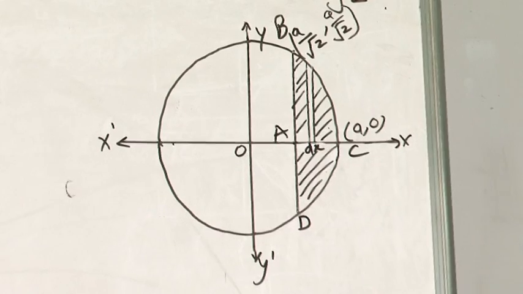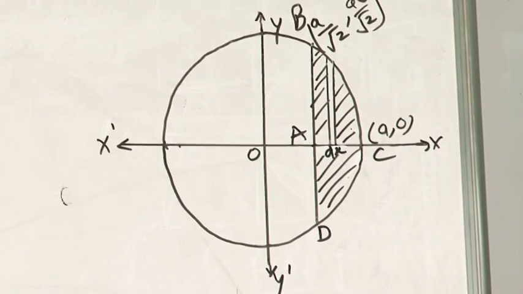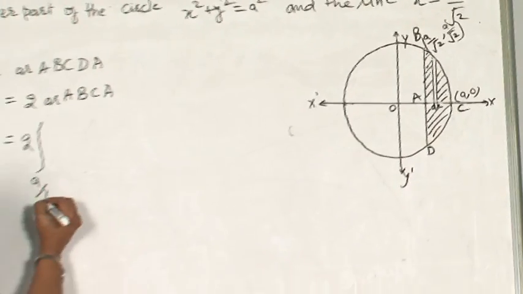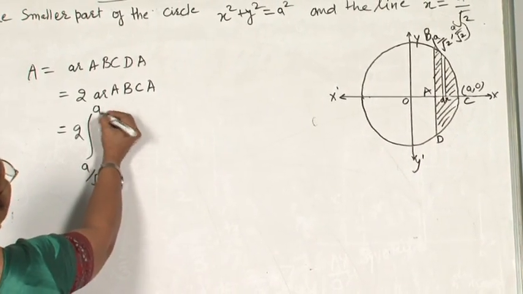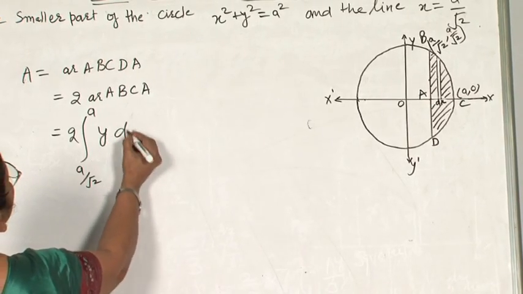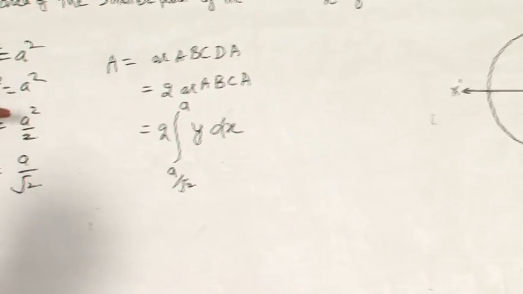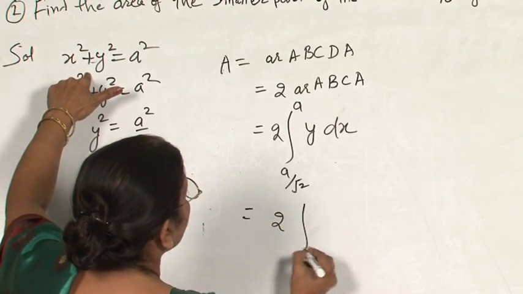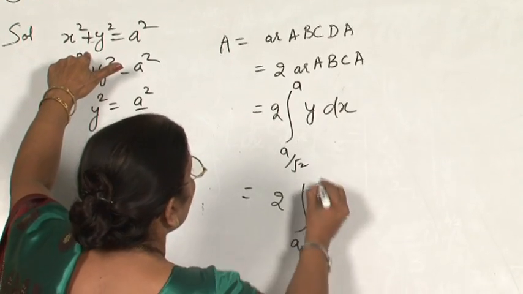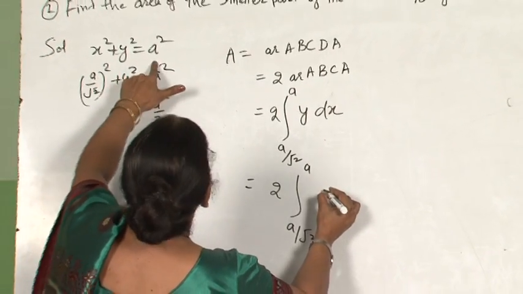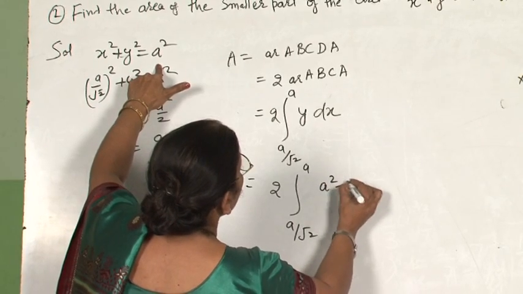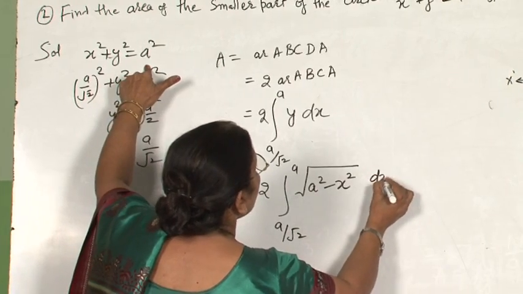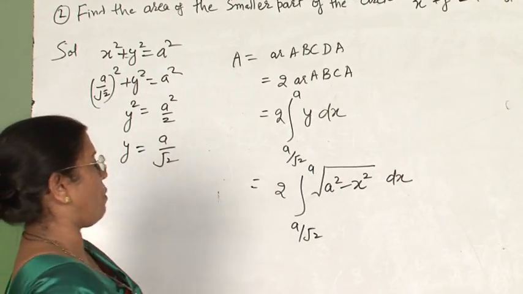So, we have to find the area by the method of integration, and this is 2 times the integral from a upon root 2 to a of y dx. Now, we have to write the value of y from the equation of the circle. So, this is equal to 2 times the integral from a by root 2 to a of the square root of a square minus x square dx.